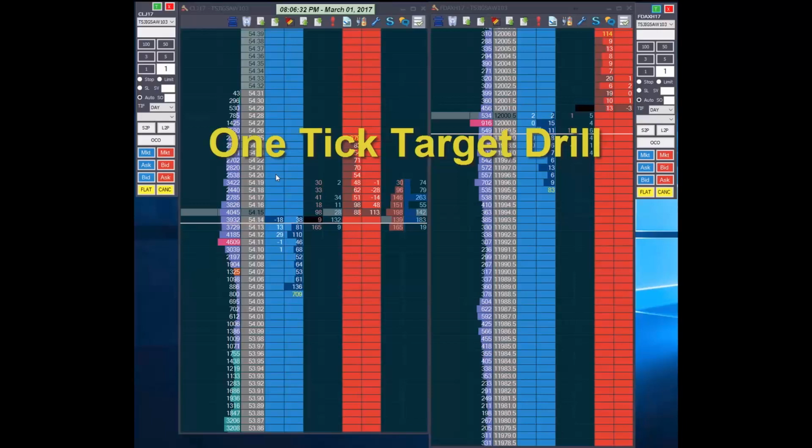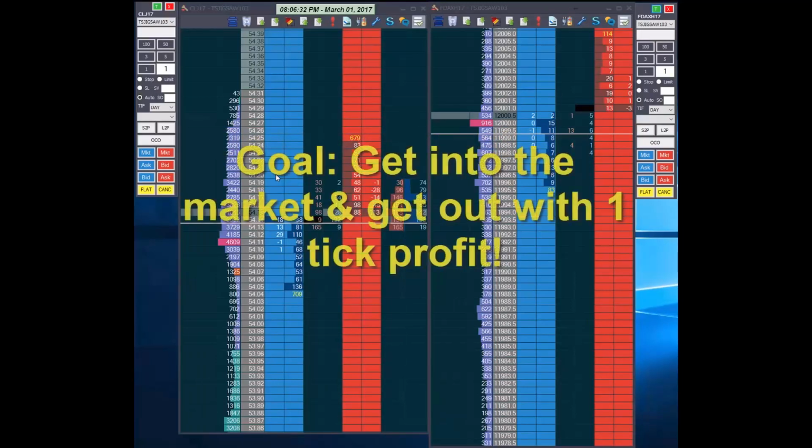Now it's going to be hard if you think about this drill in terms of winning and losing. This is not about winning or losing, it's about learning. And the drill itself is quite simple. You need to place trades with a target of 1 tick. You get your 1 tick or you get out of the market.